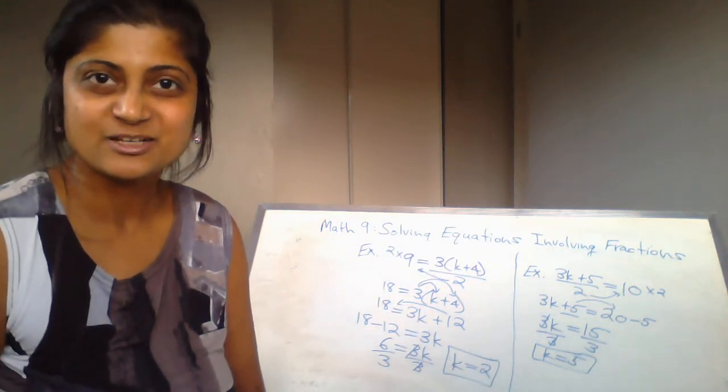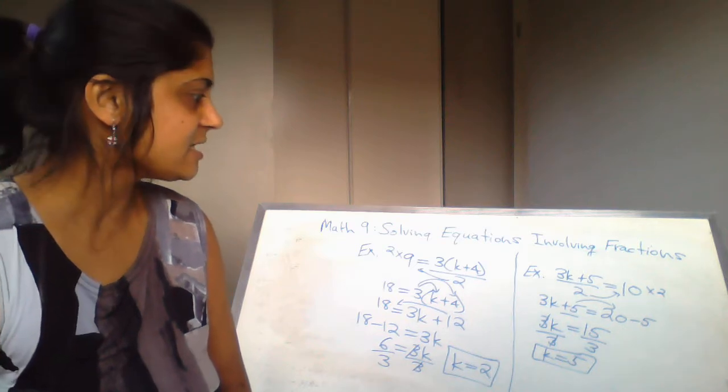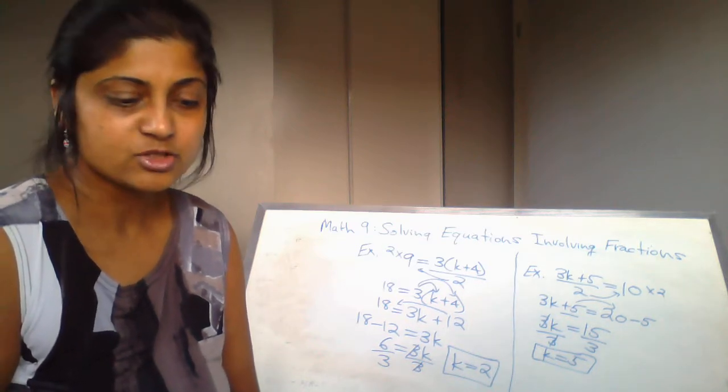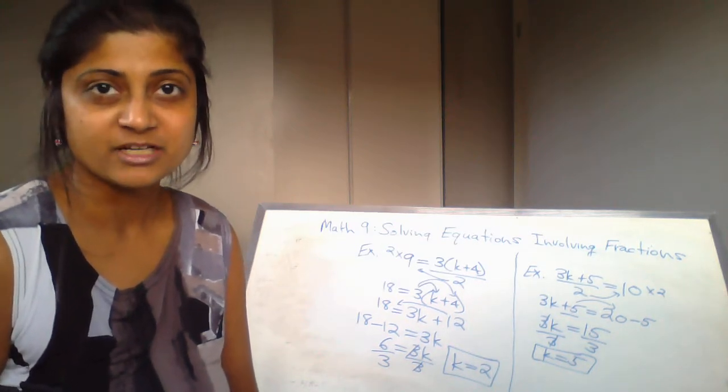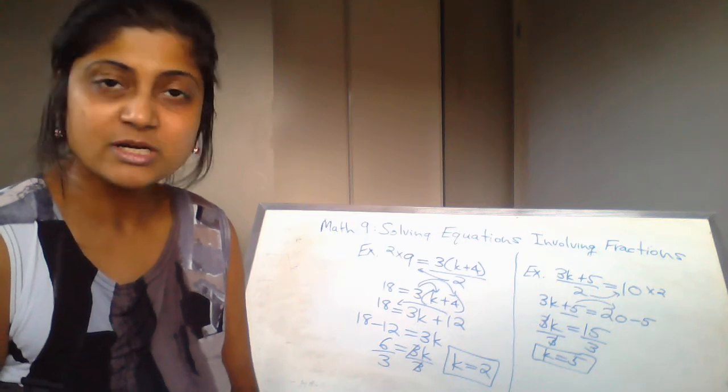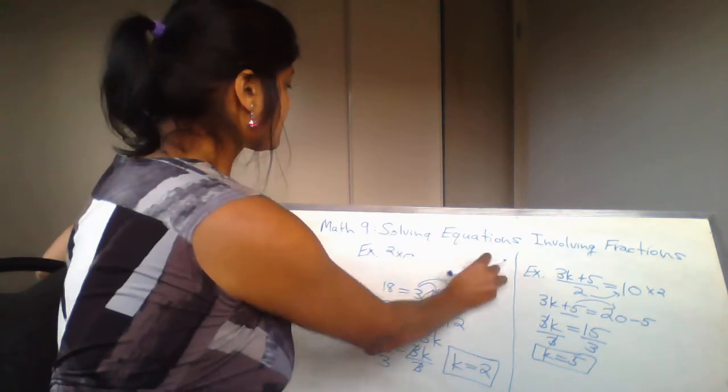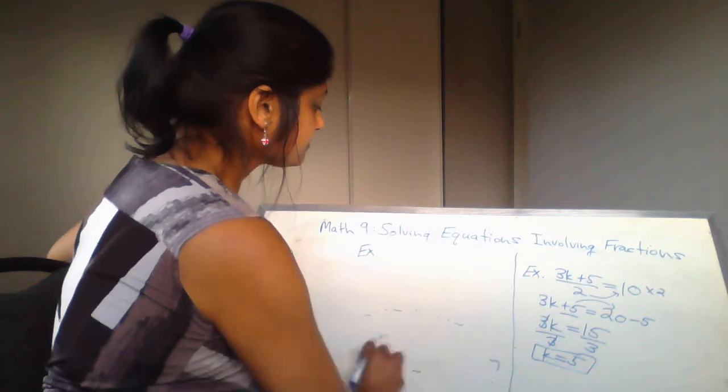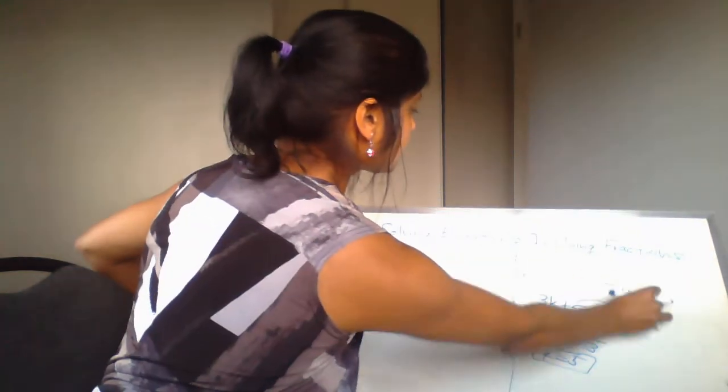Okay, does everyone see how to do that? So again, you can see I'm doing multiple steps here. You should do at least 2 steps to get your final answer. Okay, let's try one more example. So I'm going to take this off. Okay, and let's take this off as well.